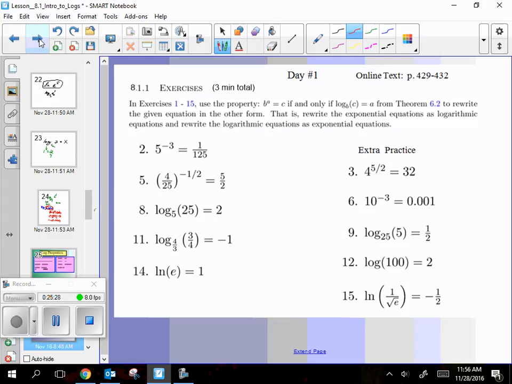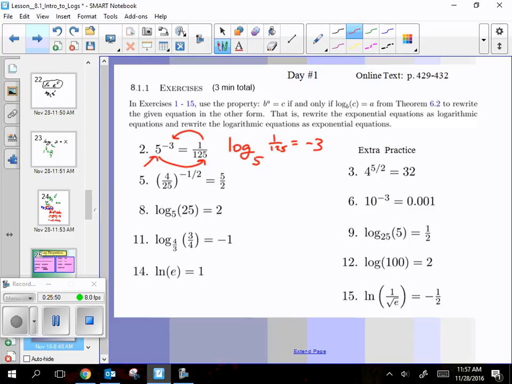This is not a log yet, so you make it a log. What should the base be? Well, it's whatever the base is here, and that's 5. Then you jump around to the other side. Over to here, 1 over 125, and then back, negative 3. Did I just rewrite that as a log? Yes. And so I'm done.